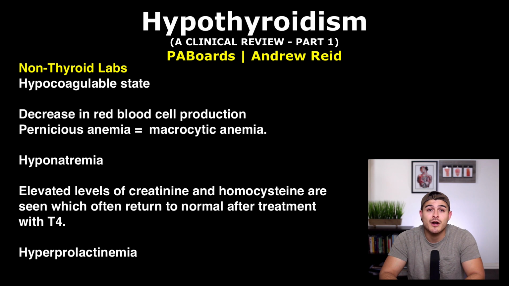And about 10% are going to have pernicious anemia, which is going to present with a macrocytic anemia. Pernicious anemia is an autoimmune disease. Hypothyroidism caused by Hashimoto's is an autoimmune disease. Autoimmune diseases often go in groups. If you have one autoimmune disease, you're at risk for having a second.